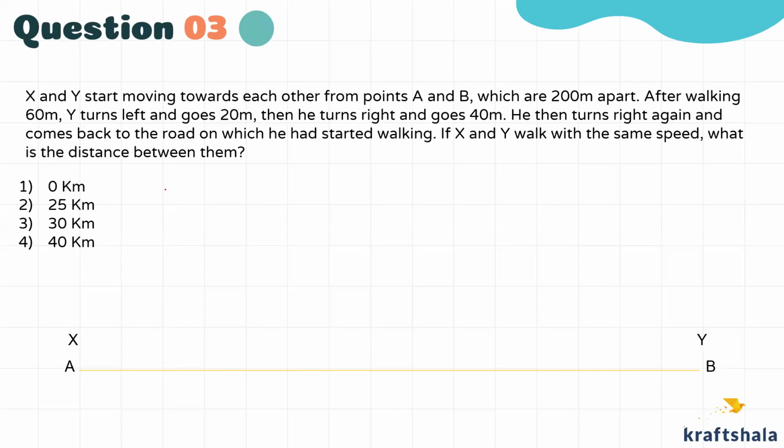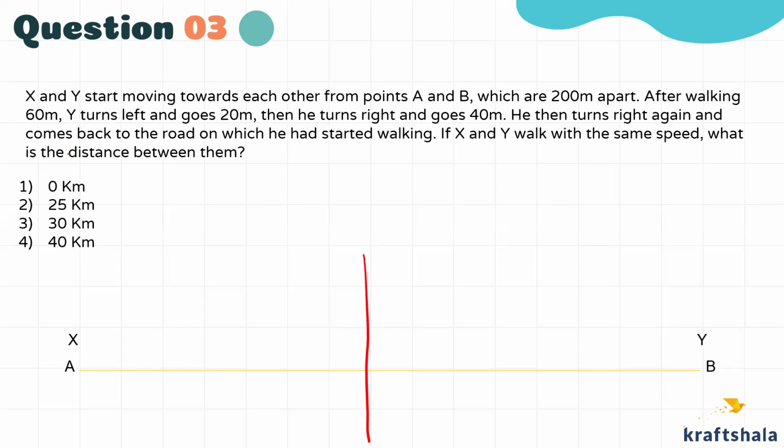All right, so let's try. All these options should be in meters, so kilometer is just an error. So X and Y start moving towards each other from points A and B, which are 200 meters apart. So these 2 points are 200 meters apart. So I can draw like this, right? So this is 100 and this is 100.